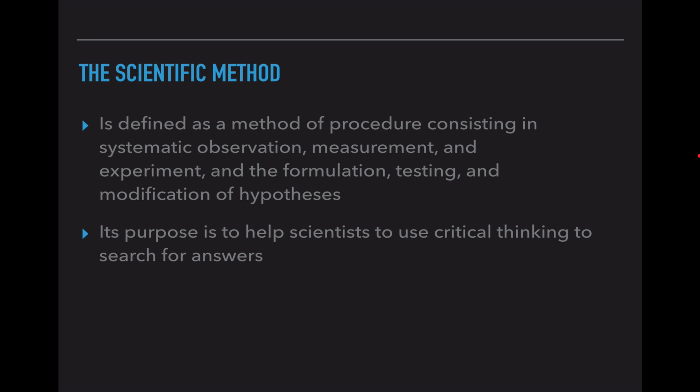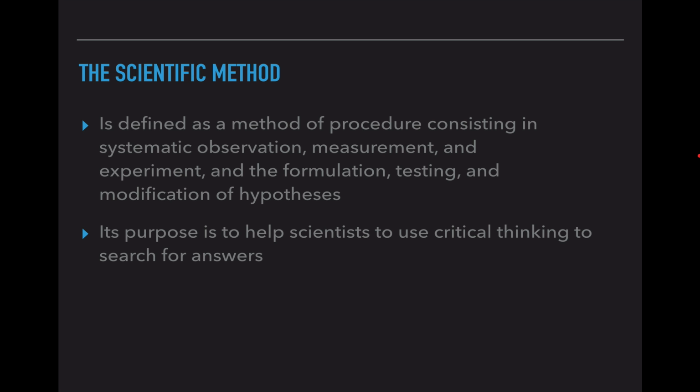So the definition of the scientific method is a method of procedure consisting in systematic observation, measurement, and experiment, and the formulation, testing, and modification of a hypothesis. So, in real people words, it is a process to go through that consists of observing, measuring, and experimenting to try to test or modify a belief.